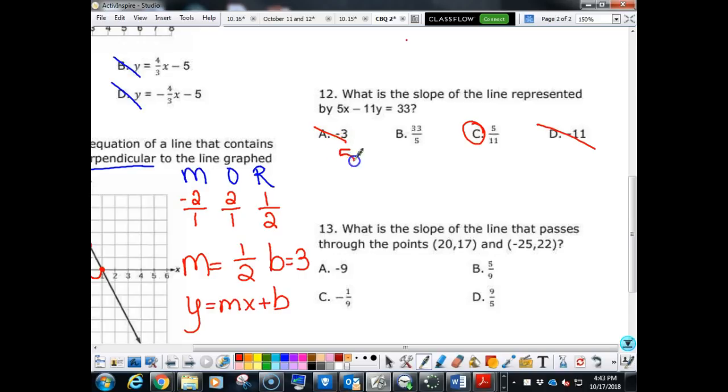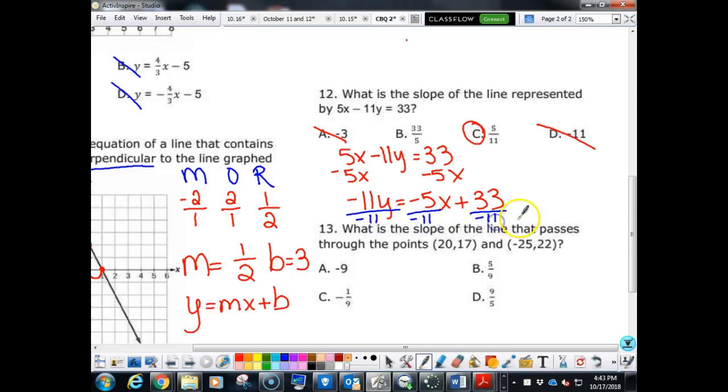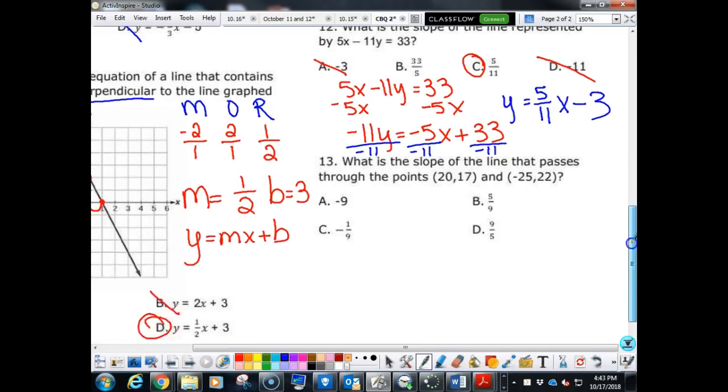What you're really supposed to do is solve for y. You would subtract 5x from both sides, so you end up with -11y equals -5x plus 33. And then you want to divide by -11 on both terms. So you end up with y equals -5 divided by -11. They're both negative, so it's positive 5 over 11 x, and then 33 divided by -11 is just -3. Okay, so whichever way you prefer. You can solve it or you can graph it. I would rather you graph it.